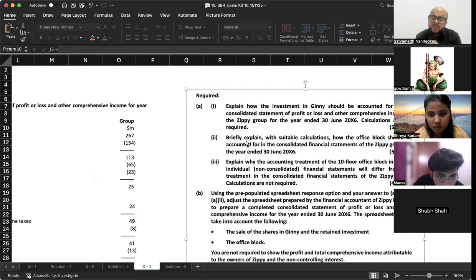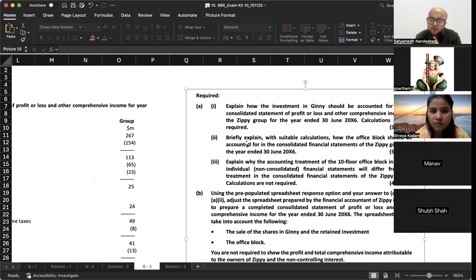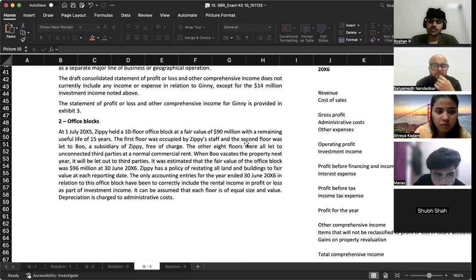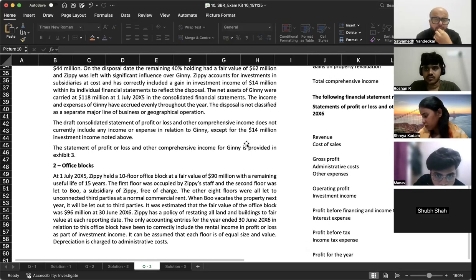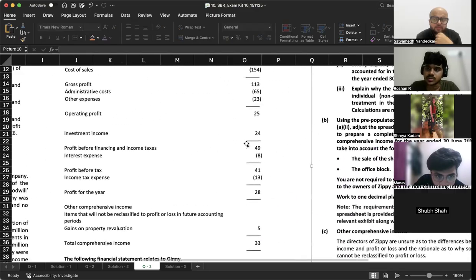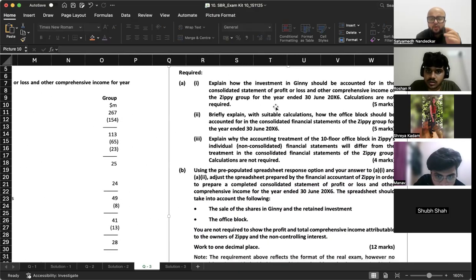Then briefly explain with suitable calculations how the office block should be accounted for in the consolidated financial statements. ये देखो तो. Yes, Roshan. I have a small confusion here, whether they are asking for how the disposal of this investment is treated or just the overall P&L treatment. They have asked you how should investment in Gini be shown. So all outcomes of whatever that investment leads to, consolidation for 9 months and gain or loss on disposal, everything has to be discussed. Okay, sir. Thank you. ठीक है?